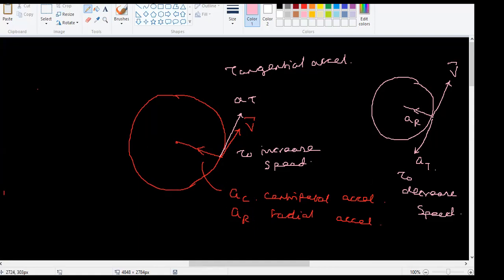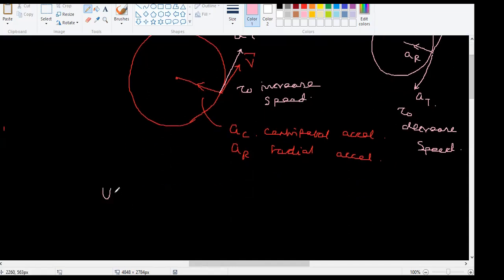Can anyone tell me, in uniform circular motion, what will be the value of tangential acceleration? In uniform circular motion, does the speed increase or decrease? It remains constant. If the speed is constant, will there be any tangential acceleration or not? No, which means it will become 0. So note it down: in uniform circular motion, AT becomes 0 because speed is constant.